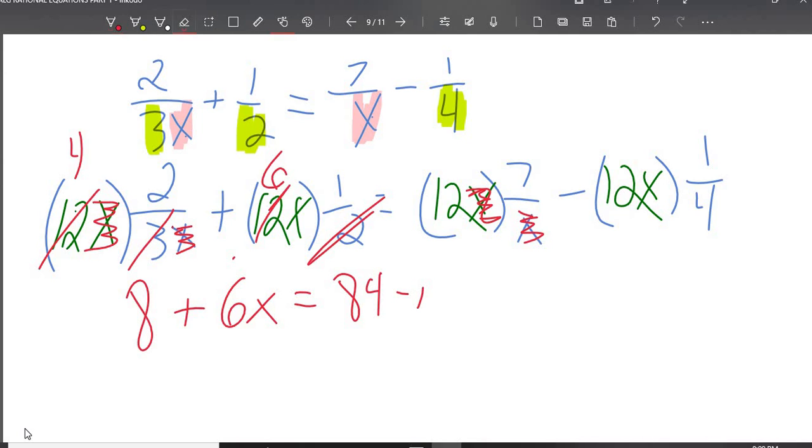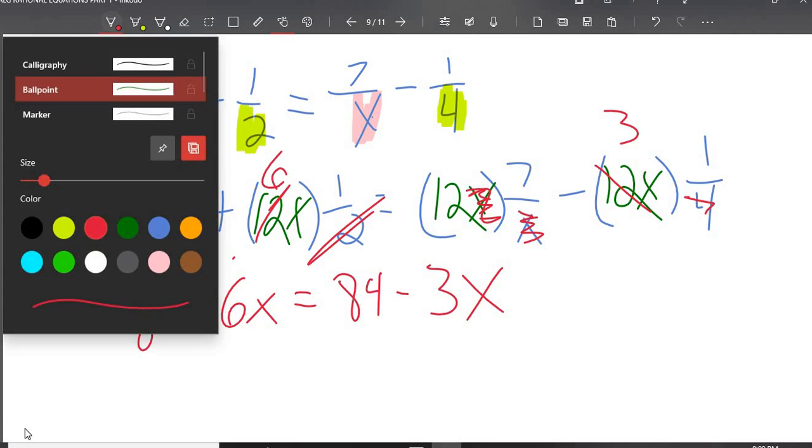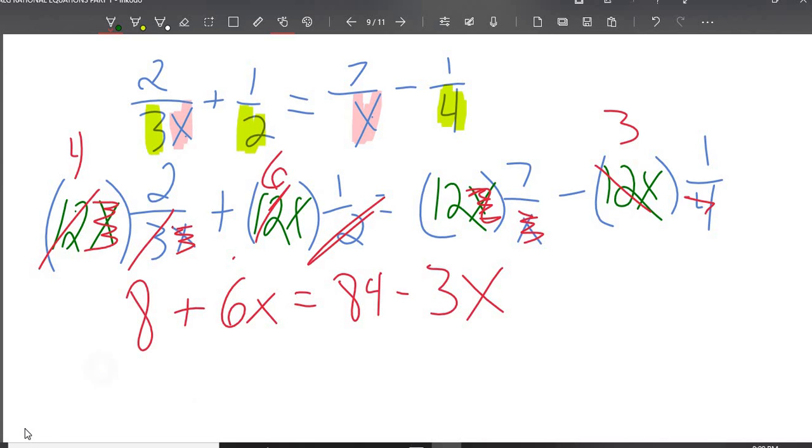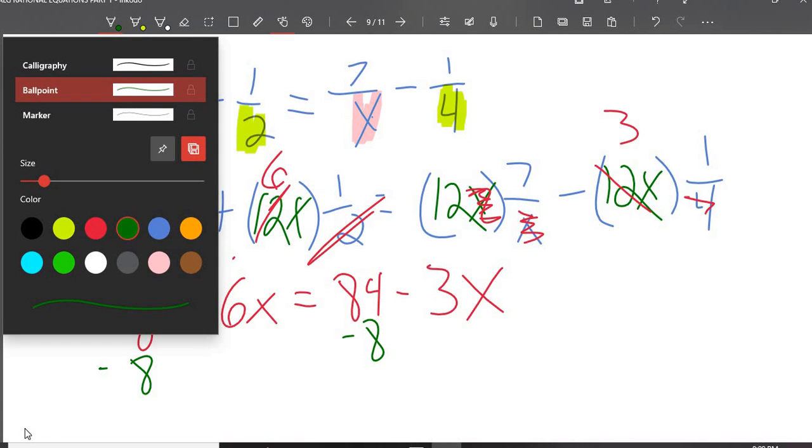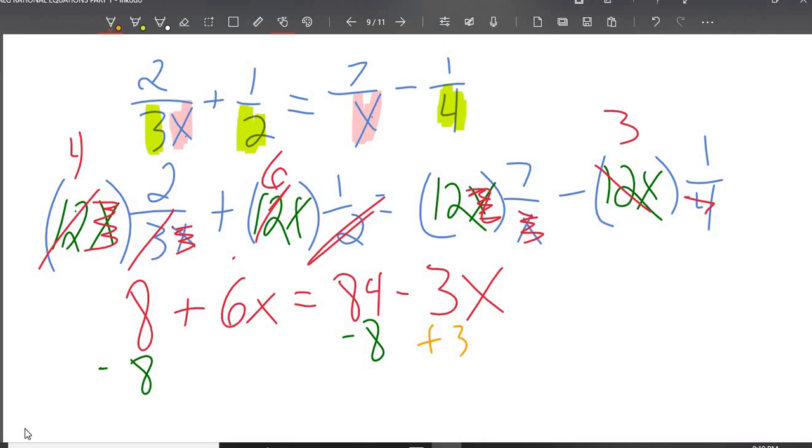Now this side, the 4 divides into the 12 3 times, and we're left with minus 3x. Now, I am going to subtract 8 from both sides, and I'm going to add 3x to both sides.